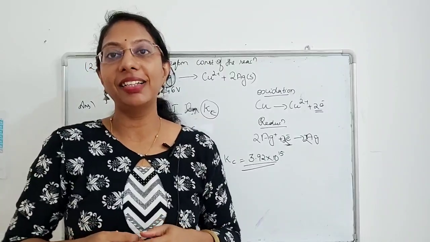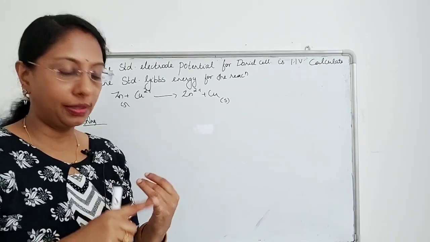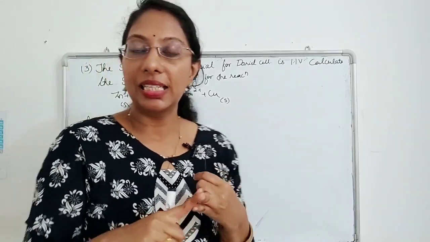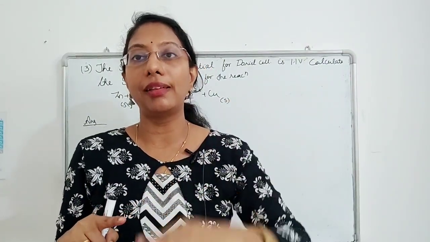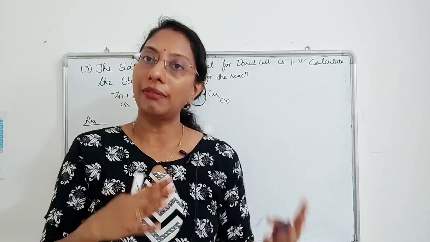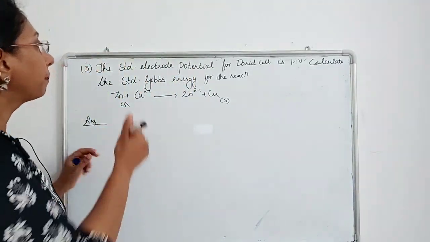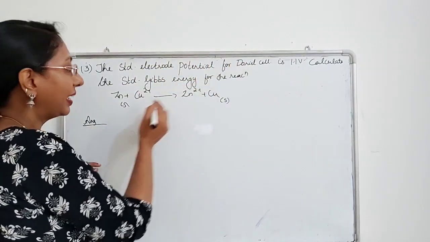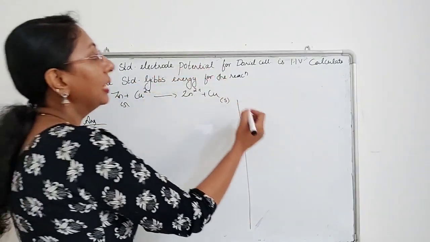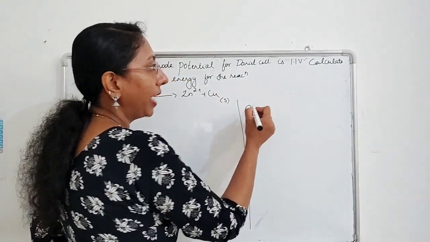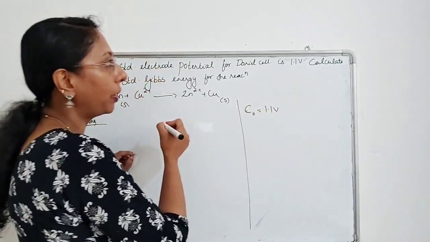Simple one. Clear? The next question. These are all direct applications of the formulas: the Nernst equation, the relation between the standard electrode potential and the equilibrium constant, and the third one, Gibbs free energy and the electrode potential. These we have all discussed, and all 3 formulas are there in your textbook. It's a direct application. So the standard electrode potential of a Daniell cell. First one, they have given some data here. What was that? The standard electrode potential of a Daniell cell, E0, is given as 1.1.